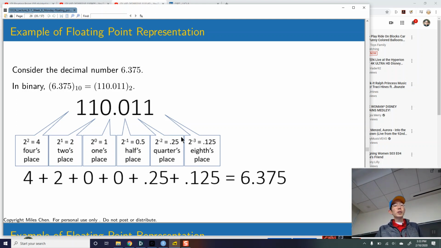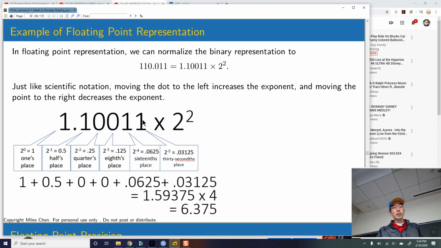Is that okay? Now, if I wanted to make this normalized binary scientific notation, what would I have to do? I would have to move this decimal place over how many positions? 2 positions. I would roll this over 2 positions, and I would have 1.10011 times, because I rolled it over 2 positions, 2 to the 2. So this becomes the 1s, the halves, the quarters, the 8ths, the 16ths, and the 32nds place. I can do all of this calculation, and I would get 1.59375. If I multiply that by 4, I get back 6.375. So these two things are the same.